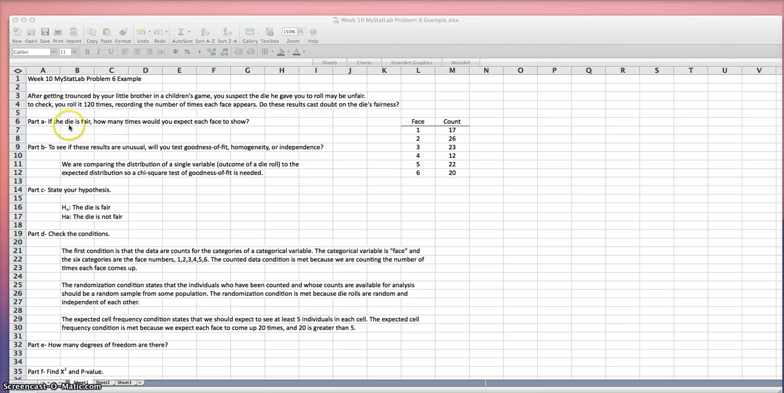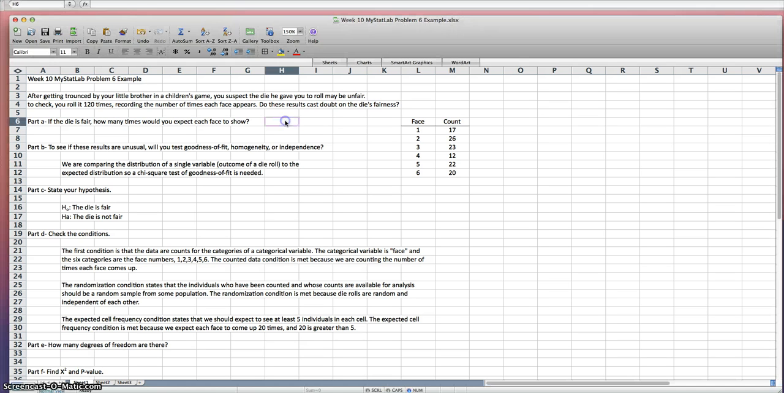Part A. If the die is fair, how many times would you expect each face to show? Well, we would have to expect them to show the same amount on each one, right? So let's think about this. We roll it 120 times, and there are 6 different possibilities. So if we take 120 and divide it by 6, then we would expect 20 times for each face to show, the exact amount for each one being the same. So 20 times for each one.